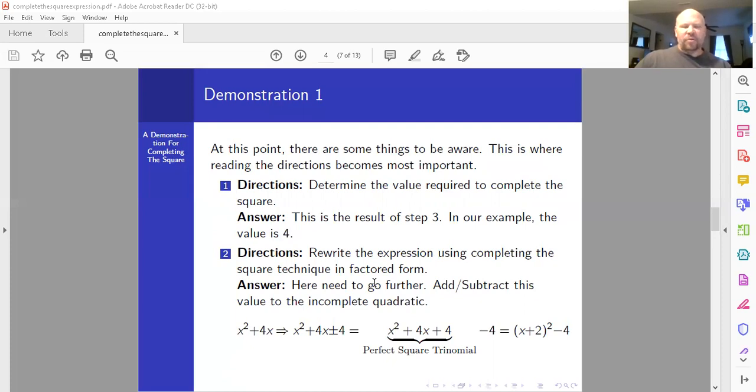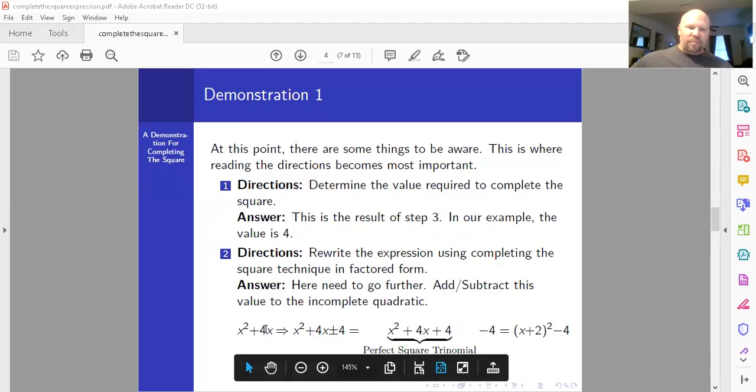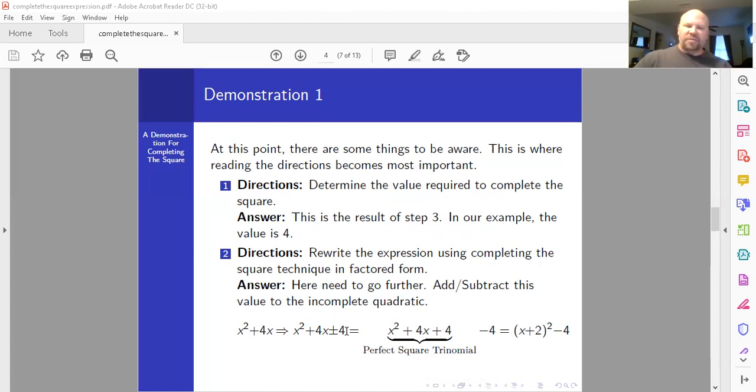But many times, though, the directions ask you to rewrite the expression using the completing the square technique and rewrite it in a factored form, which is one of the uses of completing the square. If this is the case, we have to go another step. So what we're going to do is add and subtract the value that we got from step 3. Okay, so we started with x squared plus 4x. We have x squared plus 4x plus or minus 4. We have to do this because we have to maintain the balance. If I just add 4, then I no longer have the same expression.